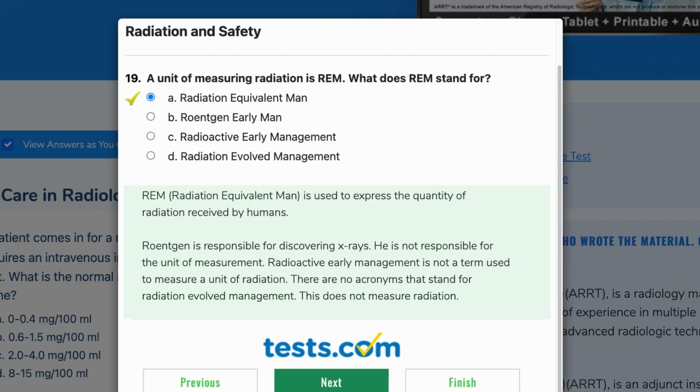Radioactive early management is not a term used to measure a unit of radiation. There are no acronyms that stand for radiation evolved management. This does not measure radiation.